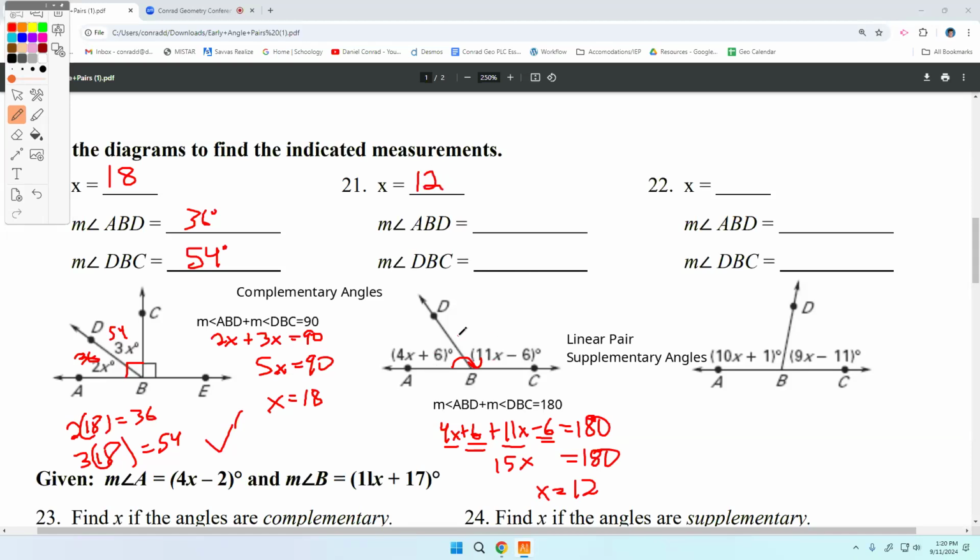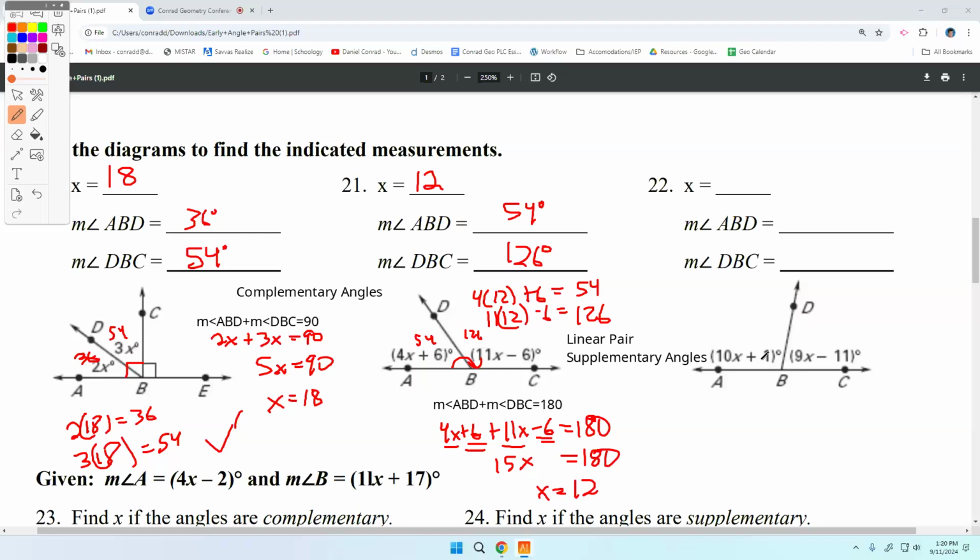Substitute in, just in case, we want to check our answer and because they're asking for it. So the first one, 4 times 12 plus 6 is going to be 48 plus 6 is 54. Then the second one, we have 11 times 12, that's 132. Minus 6 is 126. And 126 plus 54, they add up to 180. So we know our answer is correct. 54 plus 126 is 180.